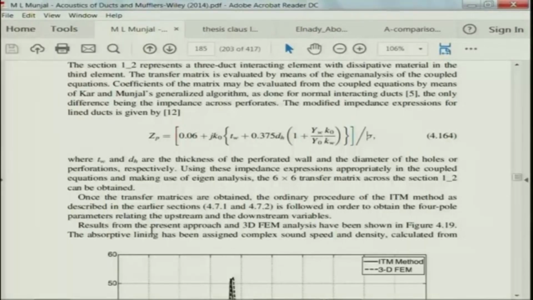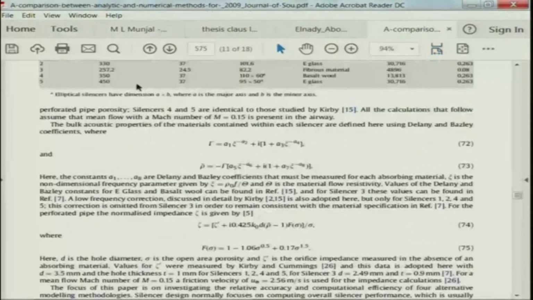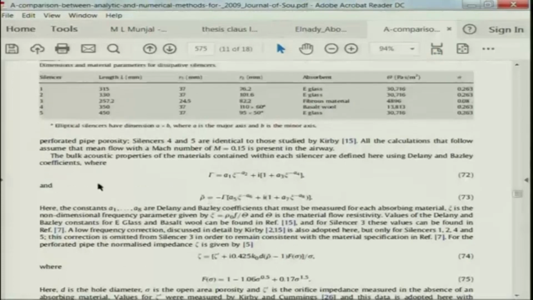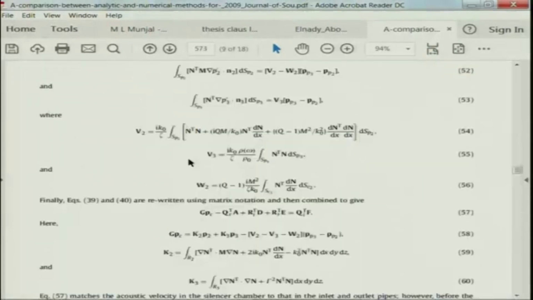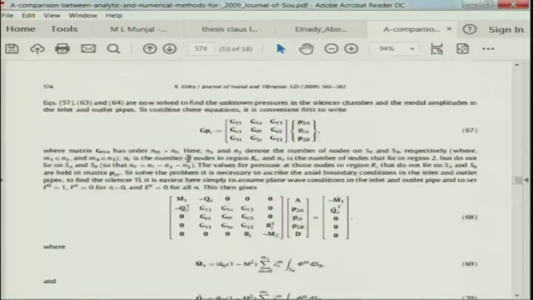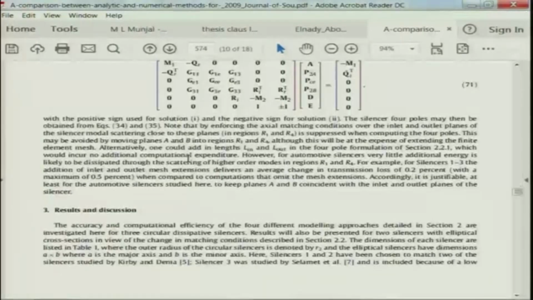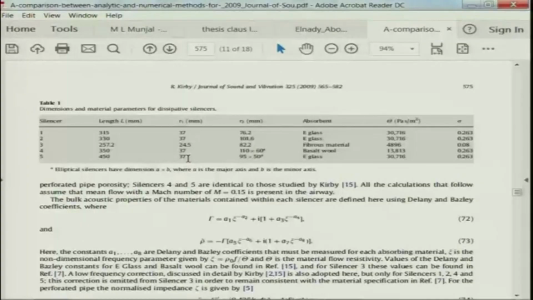That is one thing, and then there are other expressions also, there are lots of them. It is almost impossible to cover the entire thing. They have been obtained either through theoretical models validated by impedance tube tests, or by directly fitting some empirical formula to the experimental values.